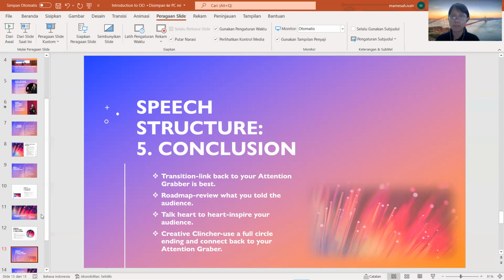Second, roadmap. Review what you told to the audience. Third, talk heart to heart. Inspire your audience. Talk about something that is inspirational. Okay, and lastly, creative clincher. Use a full circle ending and connect back to your attention grabber.